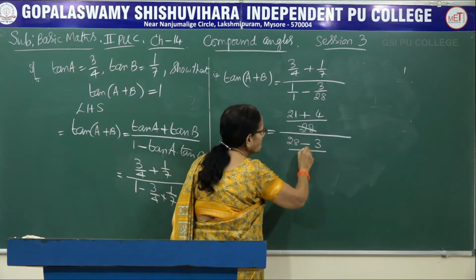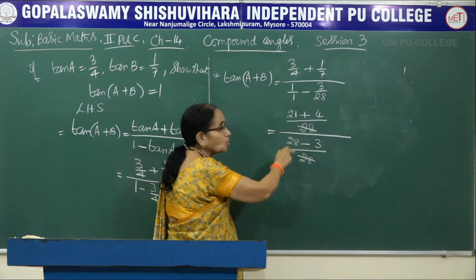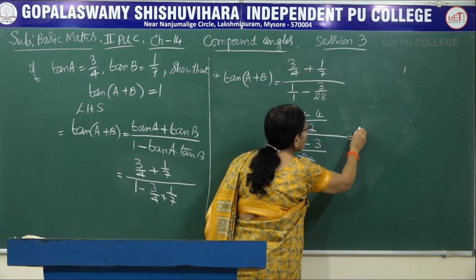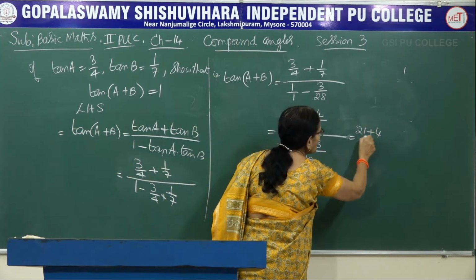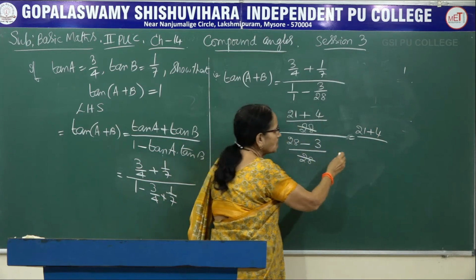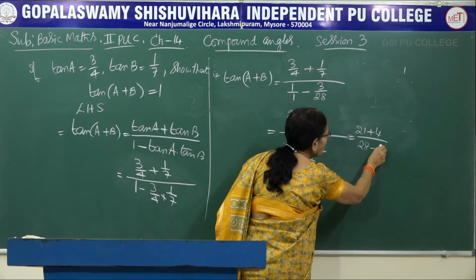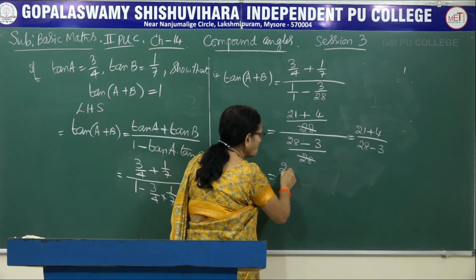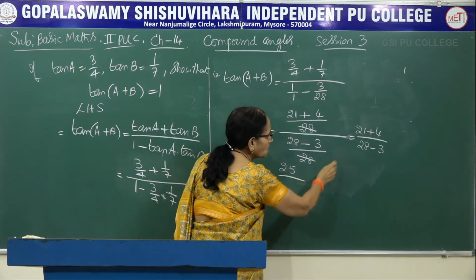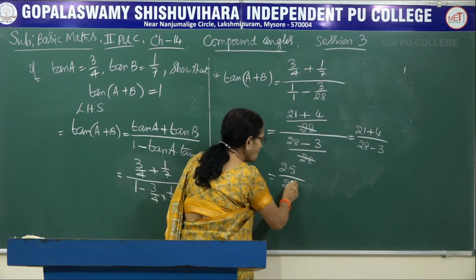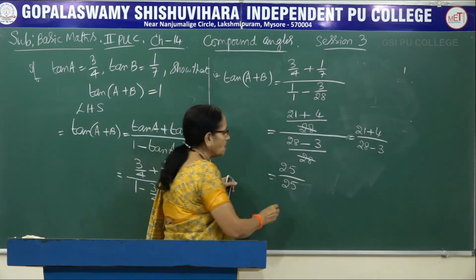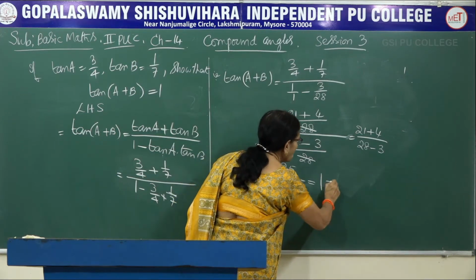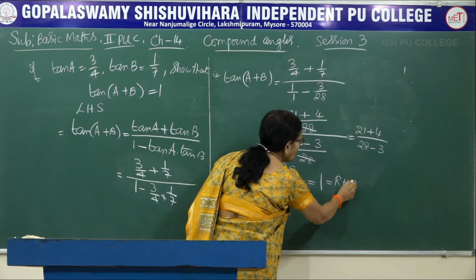First cancel 28, because this goes to the numerator and gets cancelled. Now what is remaining? 21 plus 4 in the numerator. In the denominator, 28 minus 3. Now what is 21 plus 4? It is 25. What is the denominator? 28 minus 3, that is also 25. Now on cancellation, the 25s get cancelled, and that would be equal to the right hand side.